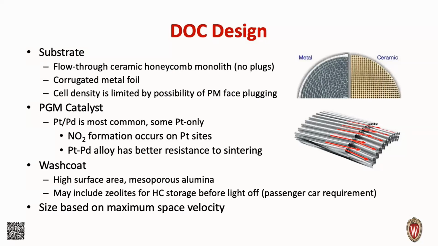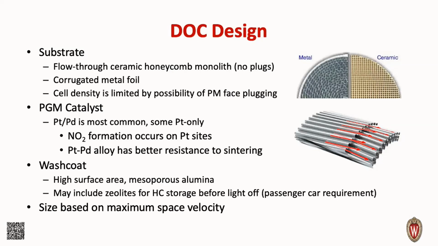That's where all the little chips become one big chip. For the wash coat, we want something that's high surface area, so we use mesoporous aluminum, and it may include some zeolite materials for hydrocarbon storage before light-off. That's what we call a passive adsorber. If it's not hot enough, a zeolite is a molecular sieve, and it can hang on to the hydrocarbons until we get hot enough to start, then the zeolite material can release them and they can be chewed up by the DOC.